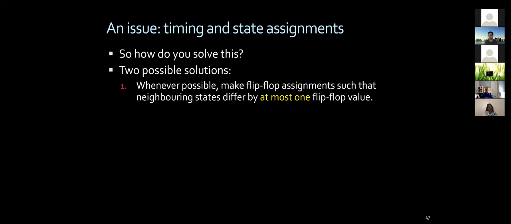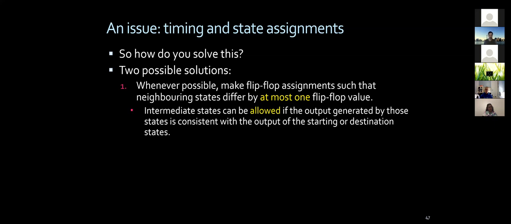But if I get extra flip-flops, then I can define extra states that are not needed, whatever way I like, 0 or 1, right? And then I can play this game. I can transition in a way that always flips just 1 bit. So I can create some extra auxiliary intermediate states that are allowed and generated by those states in a consistent fashion with the output of the starting or the destination state. So you got the idea briefly, right?